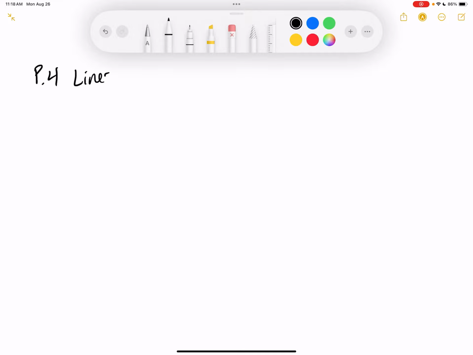Lines in the plane. So this should be, from the notes you probably saw, a relatively easy section because we're literally finding slope and lines. Nice and easy.